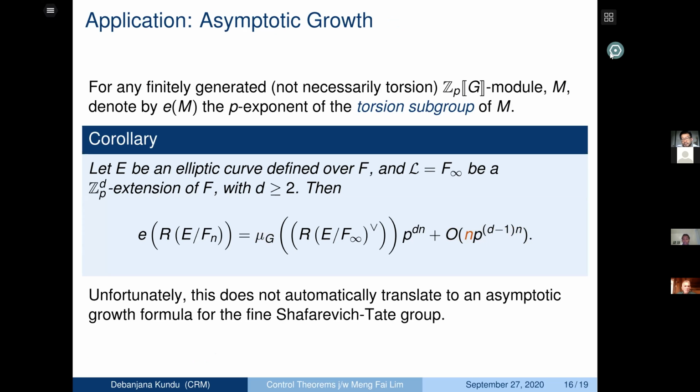And also, unfortunately, it is not possible to get an asymptotic growth formula for the fine analog of the Shafarevich-Tate group, despite us having a pretty explicit asymptotic formula for the fine Selmer group. And that's because the fine analog of the Mordell-Weil group that shows up is not well behaved.